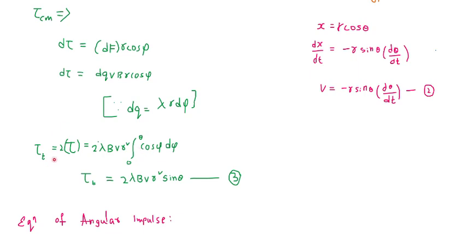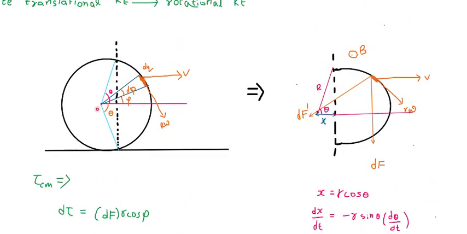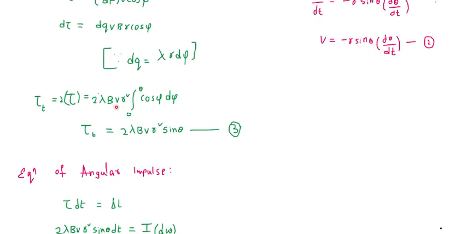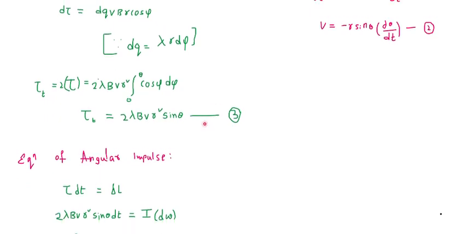I multiplied the torque by 2, because we are writing the torque for only one element, and we have two such elements here. After integrating cos phi d phi from 0 to theta, we get total torque equals 2 lambda B v r square sin theta. We assume this as equation 3.